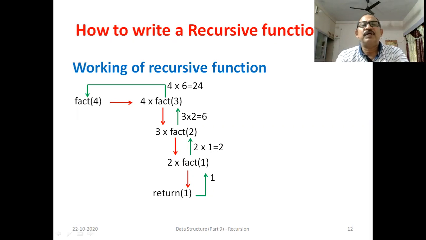Now fact 3 receives the value 6. 6 is multiplied by 4, and this value is 24. Okay, so 24 is returned to the calling place of fact 3. And what is the calling place of fact 3? It is fact 4. Now the function fact 4 receives the value 24, and 24 is the factorial of the integer number 4. Is that clear?